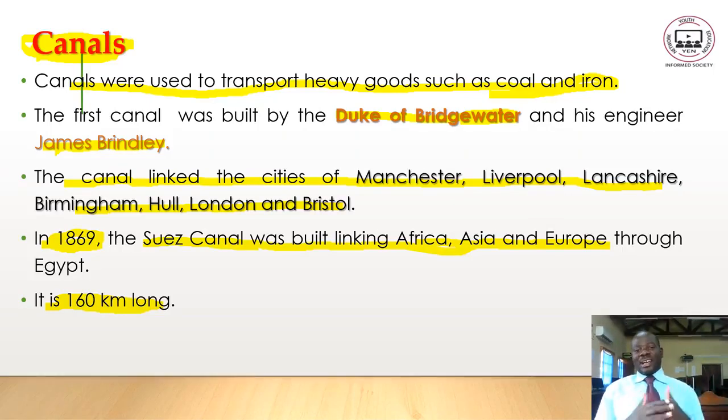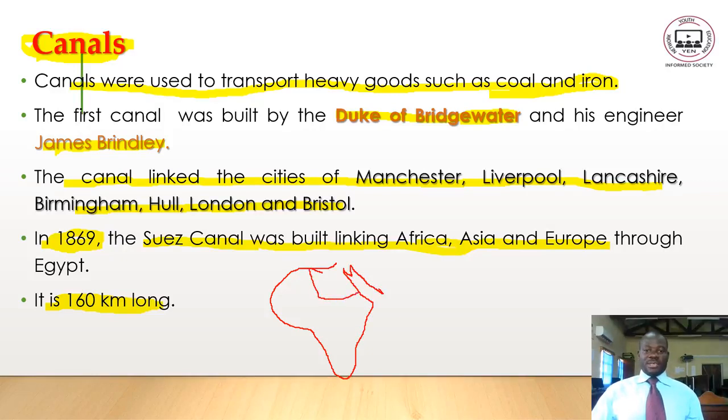So there, it made it easier because it is like this. We have Africa. Africa is just like this. This is the Red Sea. So that's where we have Egypt. Egypt is here. Now the Suez Canal. When we talk of the Suez Canal, it is somewhere here. That's where we have the Suez Canal.